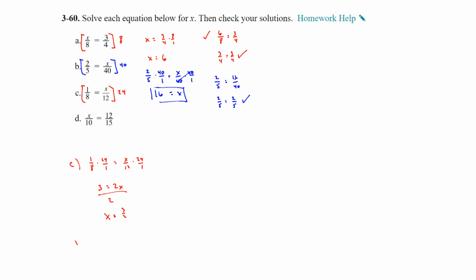And once again, to check that, we just plug it back in. 1/8 is equal to 1.5 divided by 12. We could simplify that. We could divide it and check the decimal form. What I could do to simplify this is multiply both sides by 10. That gives me 15 over 120. And then if I reduce 15 over 120 by 15, 15 goes into 120 8 times. So 1/8 is equal to 1/8. So it does check again.